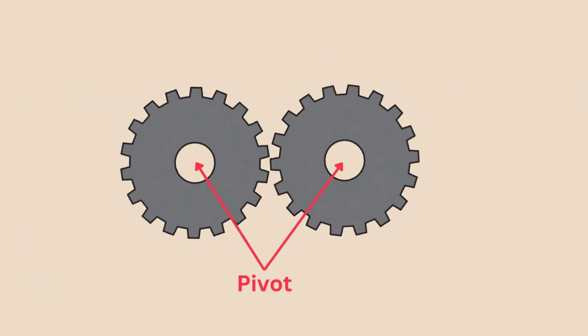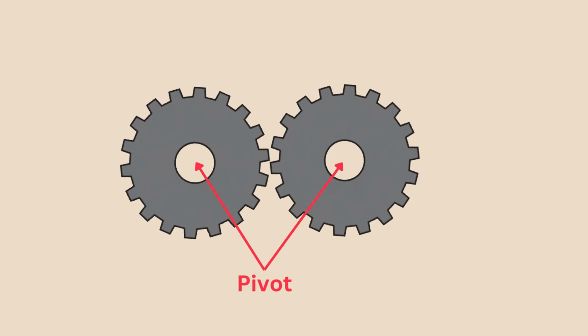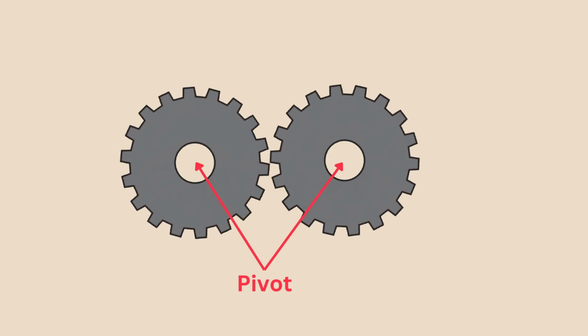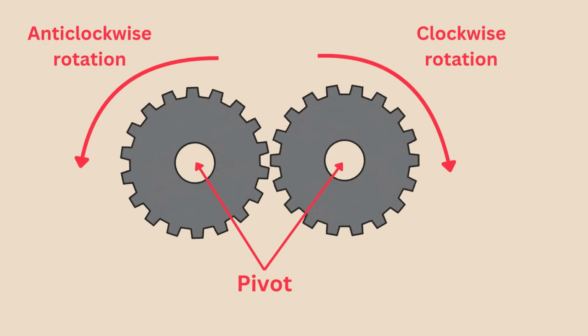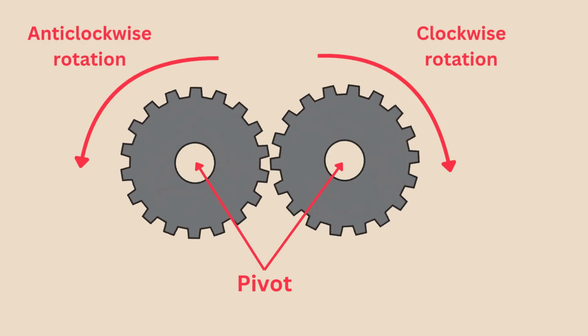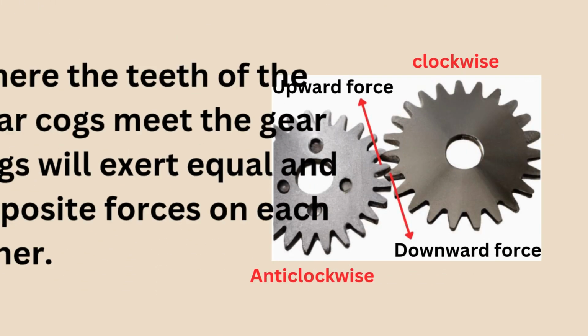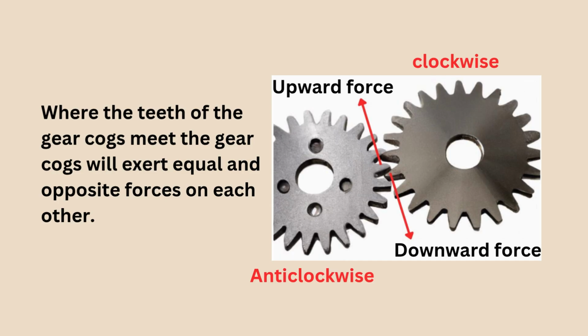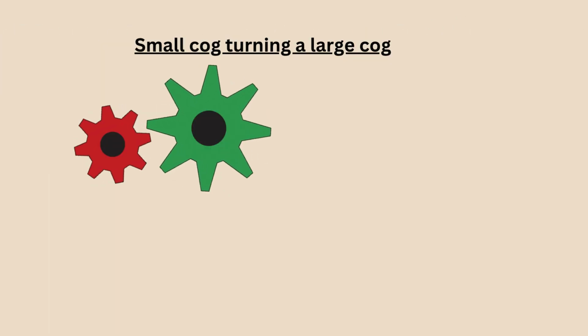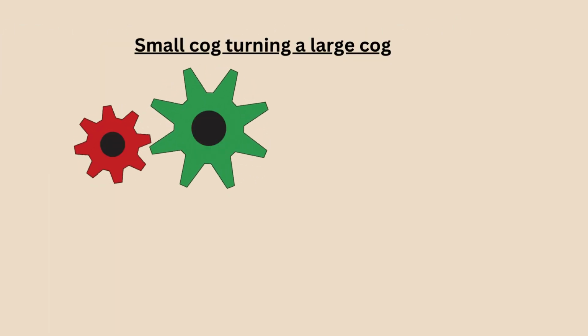Each gear cog here will have a pivot, which is the central point, and the gear cog on the left will have an anti-clockwise rotation, but the gear cog on the right will have a clockwise rotation. Where the teeth of the gear cogs meet, the gear cogs will exert equal and opposite forces on each other. So the cog on the left will exert an upward force, but the cog on the right will exert a downward force.